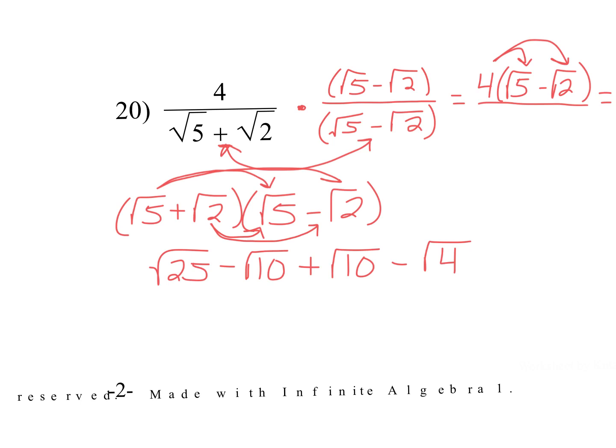Keep simplifying. What happens? Something should cancel out. What cancels out? The 10 and 10. Yep, those are gone. Now simplify the rest. What's the square root of 25? 5. What's the square root of 4? 2. 5 minus 2? 3. That is my bottom. That's my denominator.